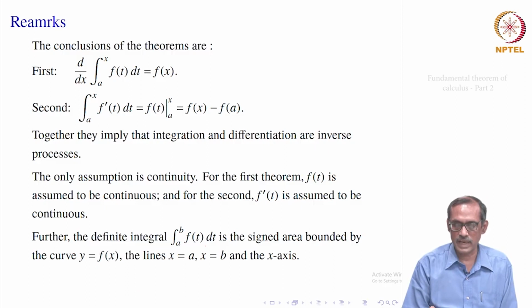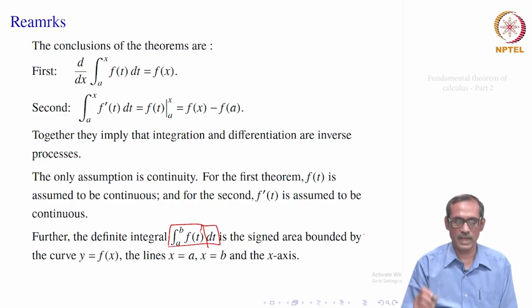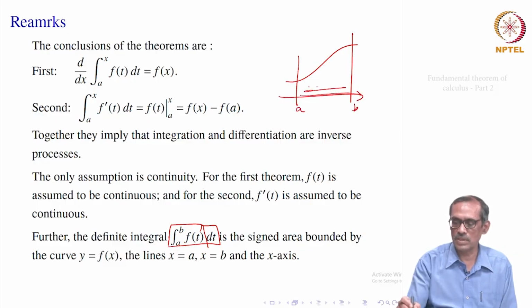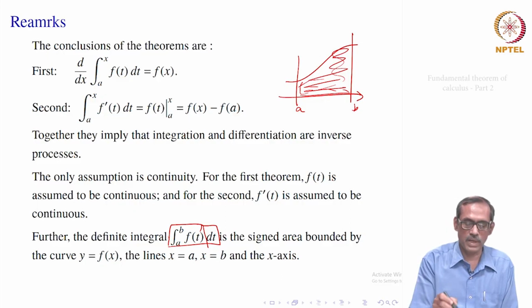Now for the definite integral a to b f(t) dt, what is that? We started from the definition, which is the signed area bounded by the curve y equal to f of x, or y equal to f of t, and the lines x equal to a and x equal to b and the x axis. So it is something like this: y equal to f of x, you have x equal to a, x equal to b, this is the x axis. So this is the area which is our integral a to b f of t dt. With that only we started and obtained these two results.